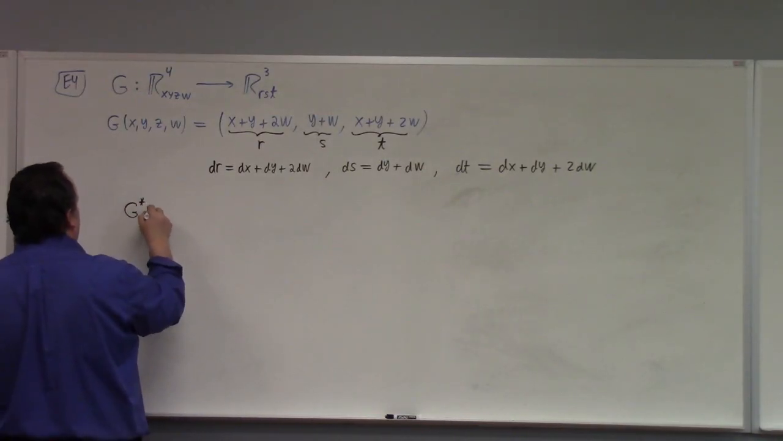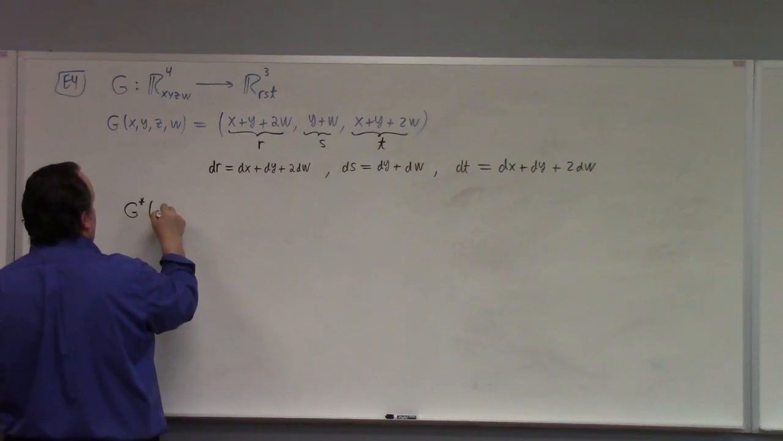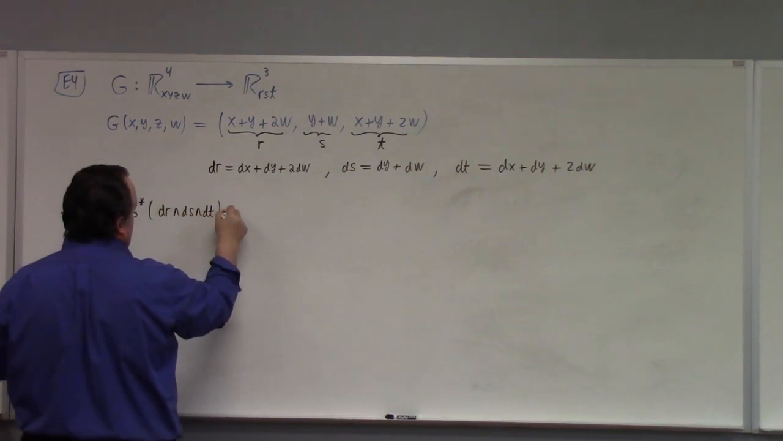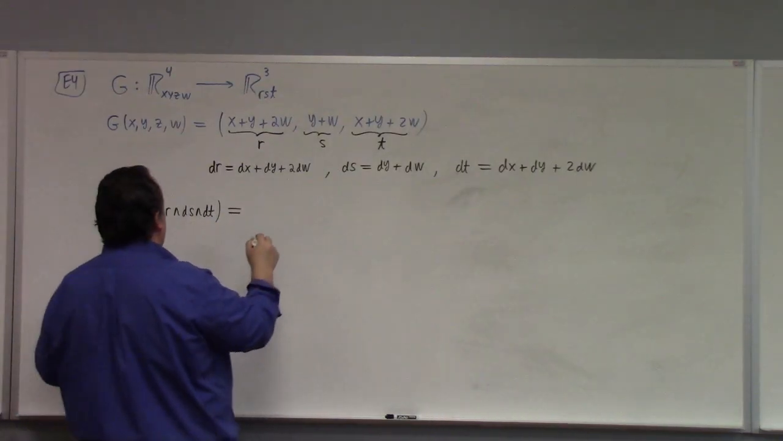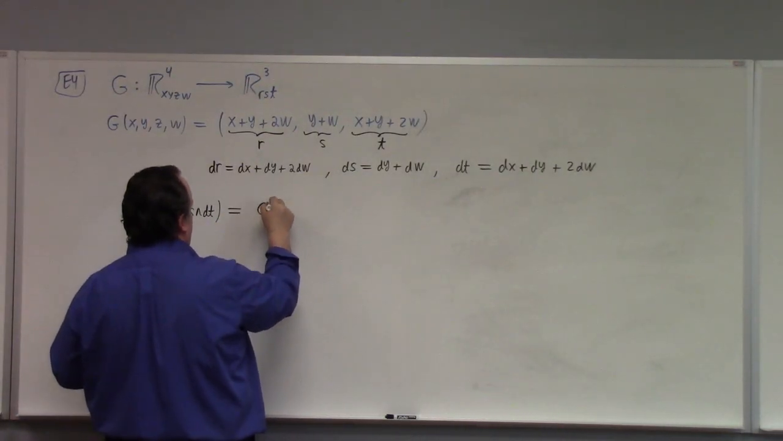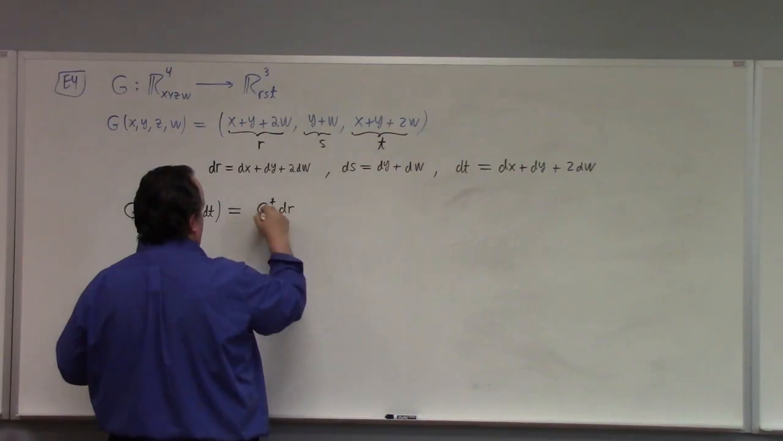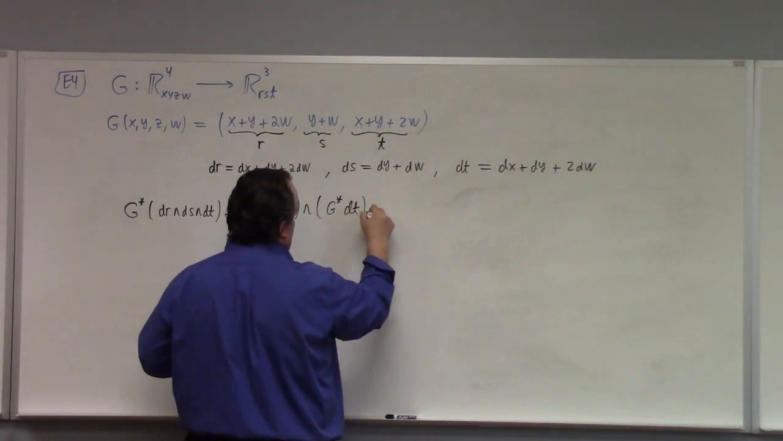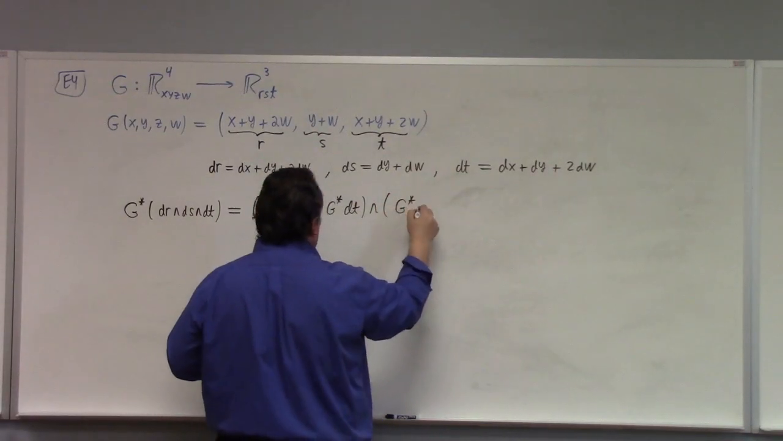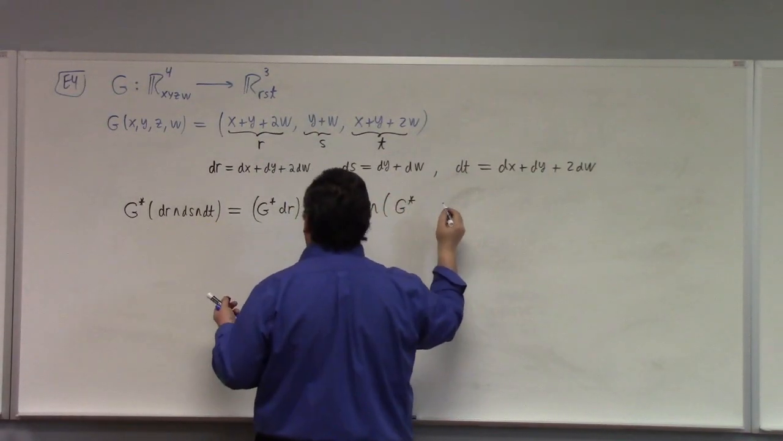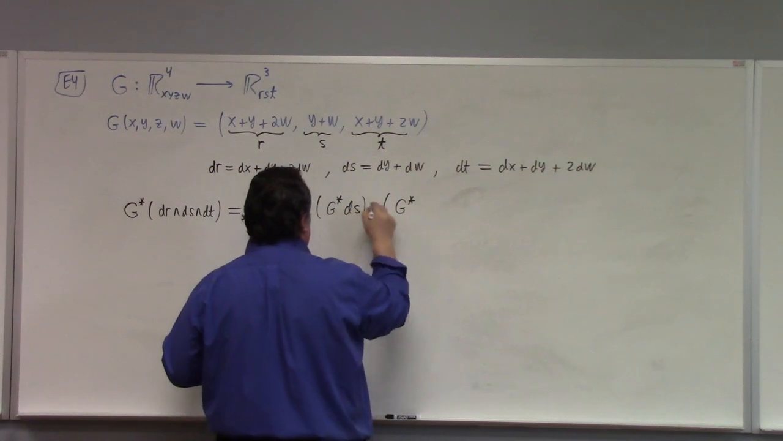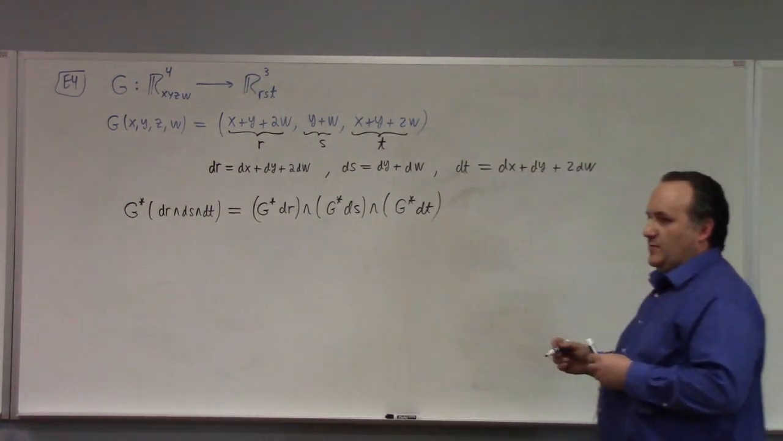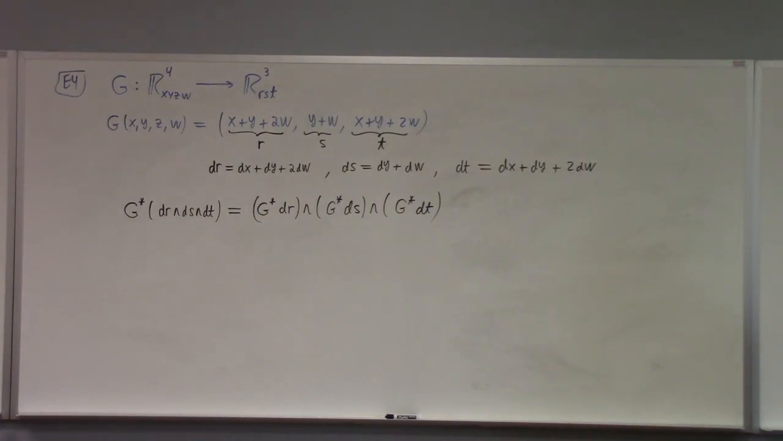The pullback of dr wedge ds wedge dt, all right? It is the pullback of dr wedged with the pullback of ds wedged with the pullback of dt. Sorry, I lost track of my letters here. So R, S, T: pullback, pullback, pullback. But what is the pullback?